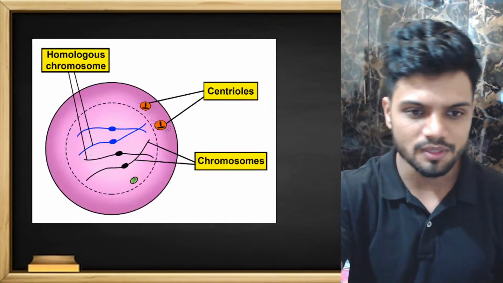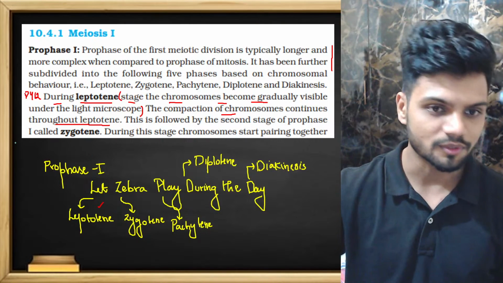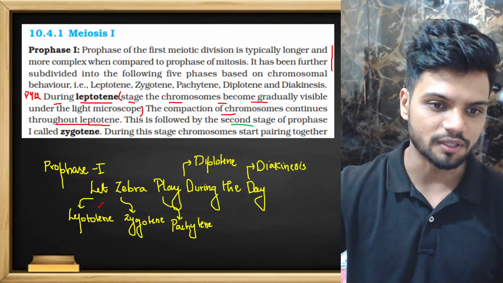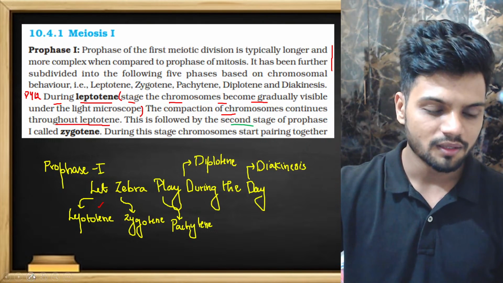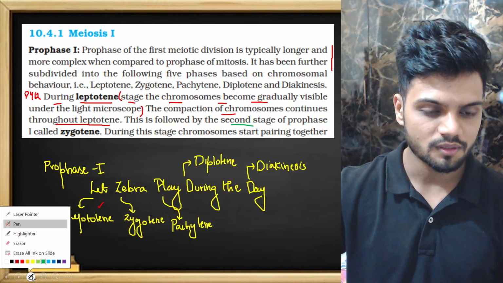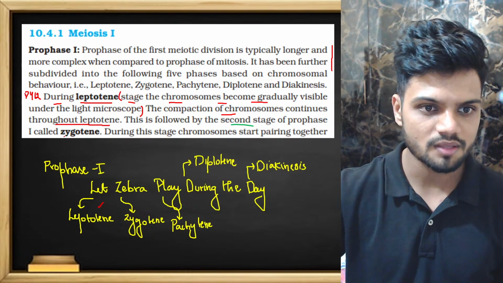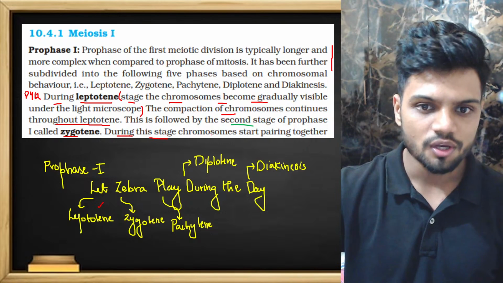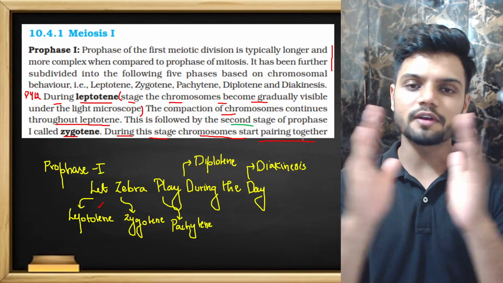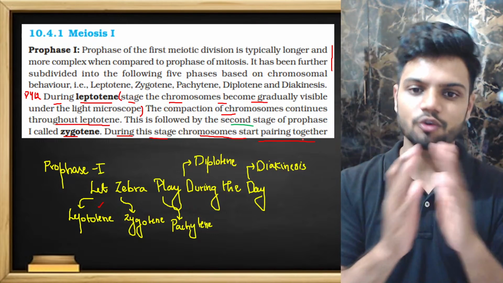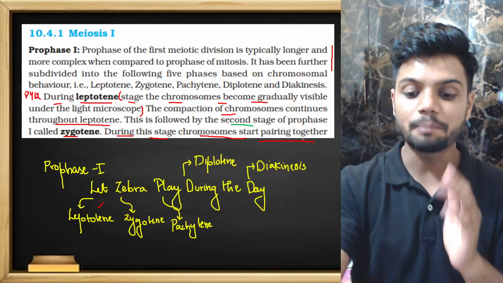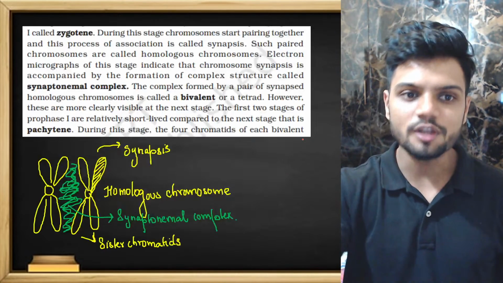Okay. Now, students, let's read what is given in NCERT. The second stage is called the zygotene stage. During this stage, chromosomes start pairing together. All of you like how you make teams, right? Here also, the two chromosomes are coming together. That pairing up is called what, students?